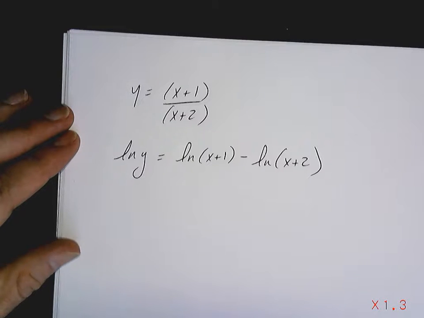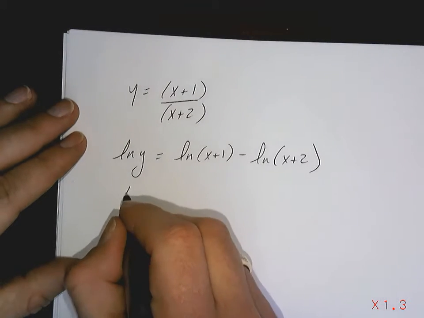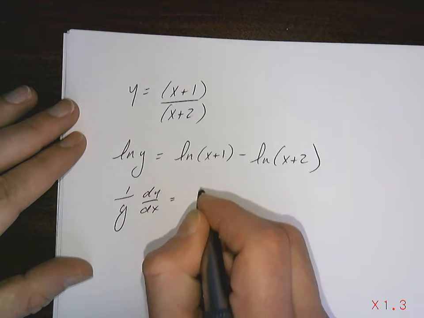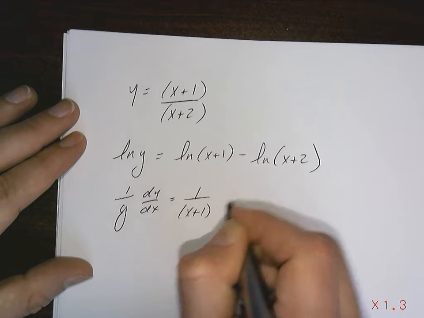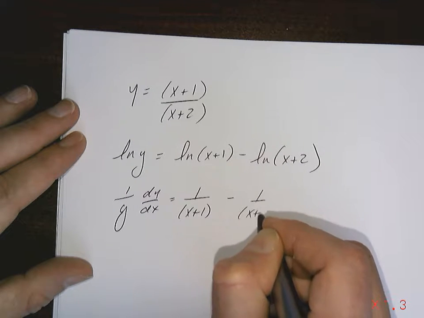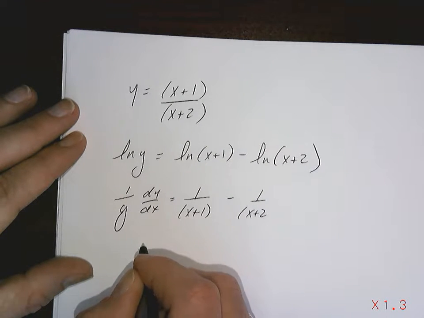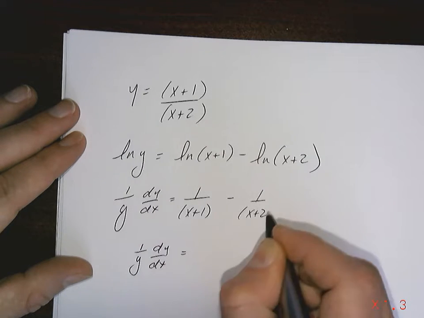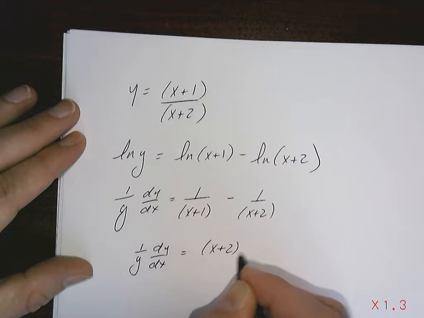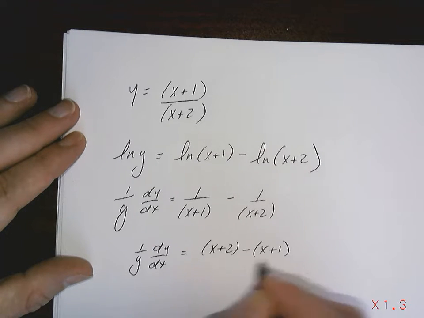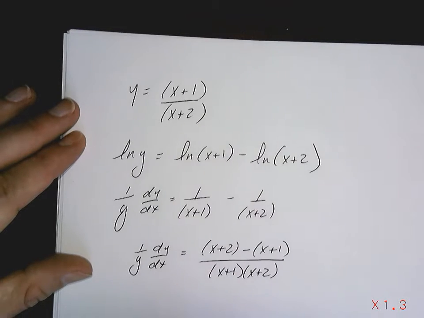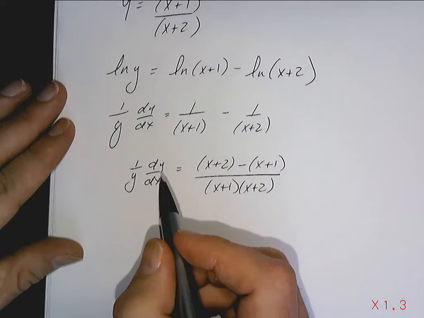So now, here is what we're going to do. 1 over y dy by dx equals 1 over x plus 1 minus 1 over x plus 2. Let's see if I can do grade 11 math. Apparently I couldn't last time. Get a common denominator: x plus 2 minus x plus 1, all over x plus 1 times x plus 2. Thank goodness I can actually do math this time.